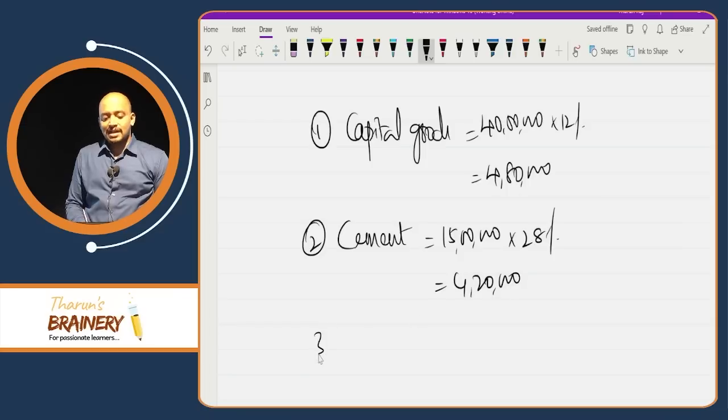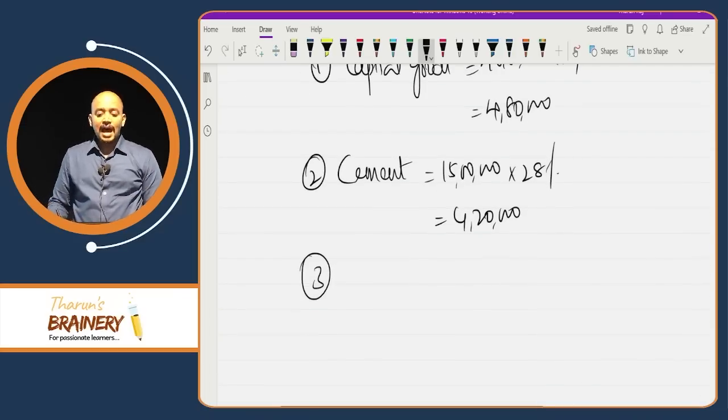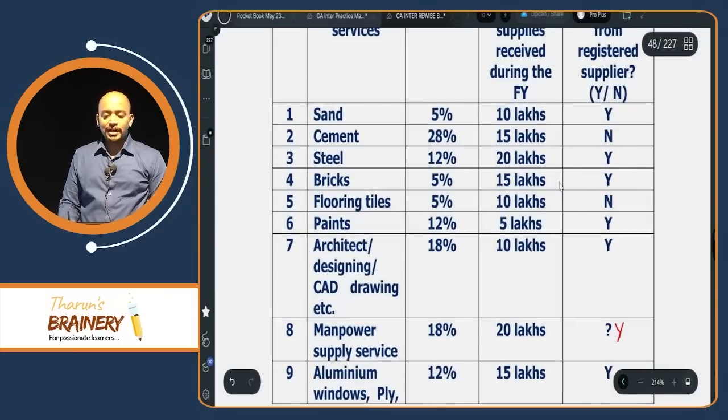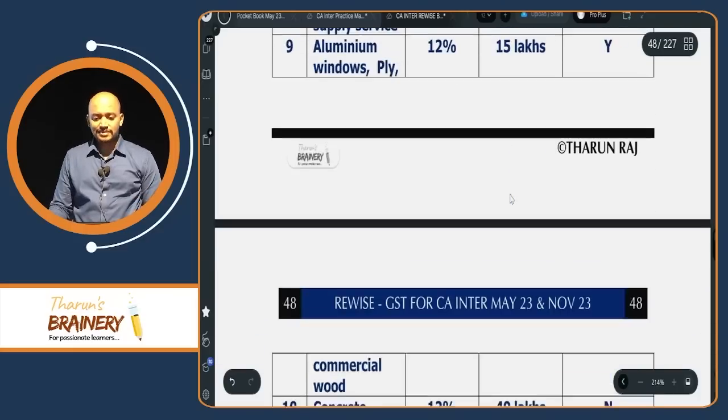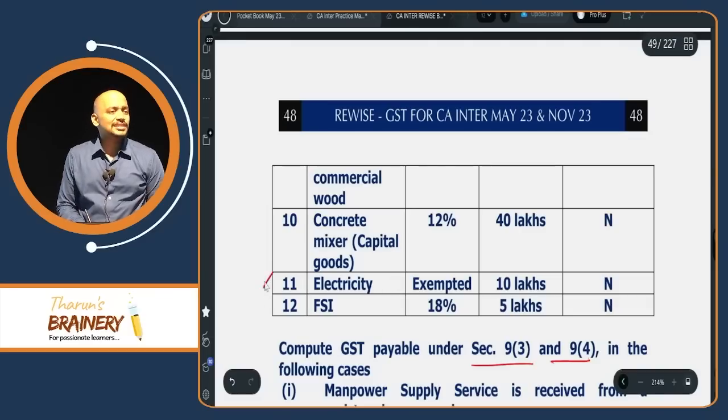4,20,000. Now number 3. Other inputs and input services from an unregistered person. Check the list. What do we have? Flooring tiles, 10 lakhs. Correct? Then anything else? That is already considered under capital goods. I am asking other inputs and input services. Electricity we should not take. Correct. FSI we should not take.